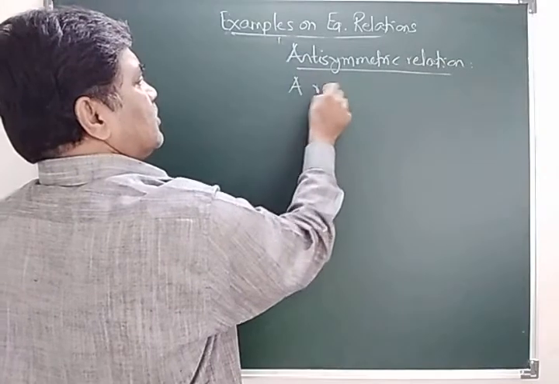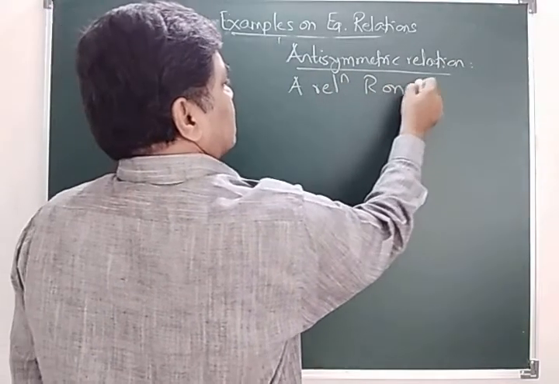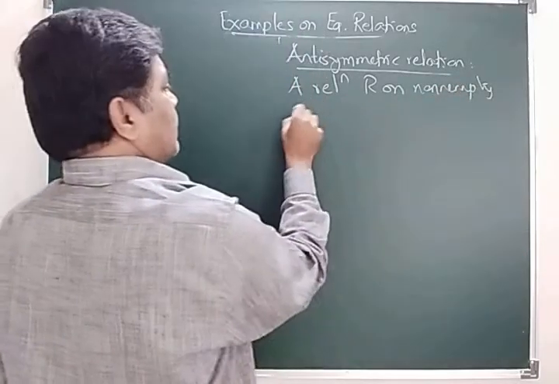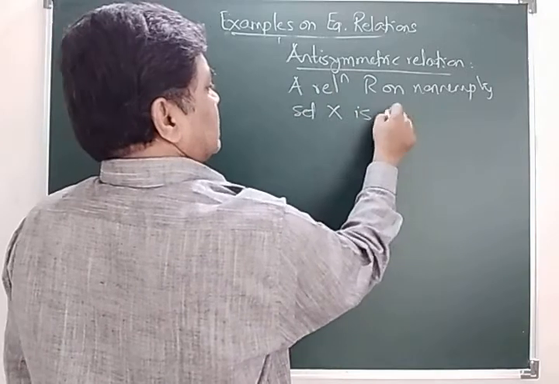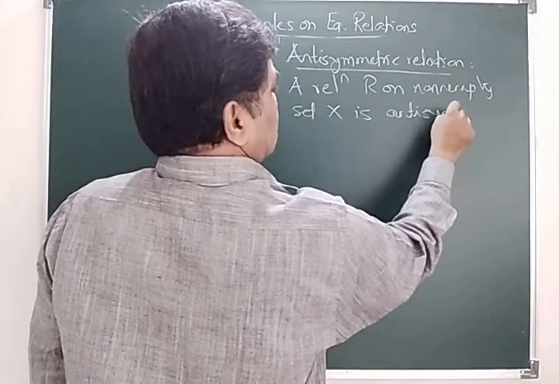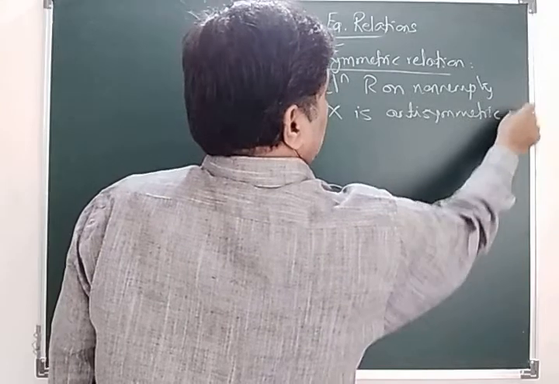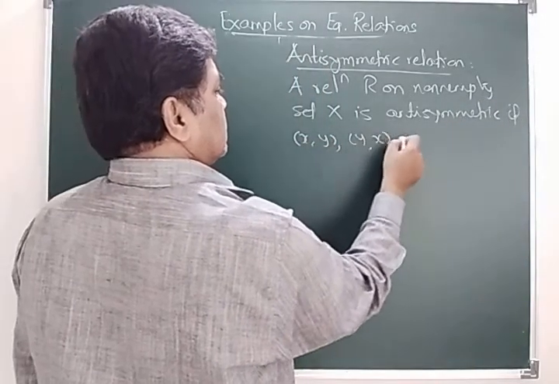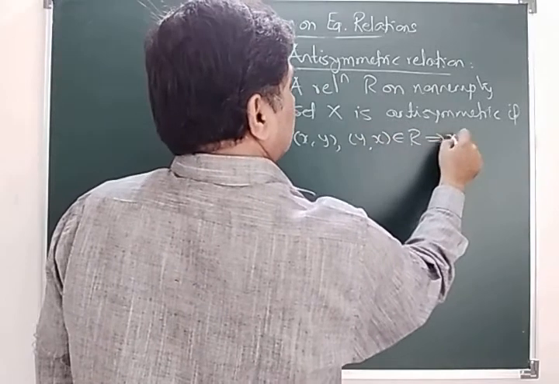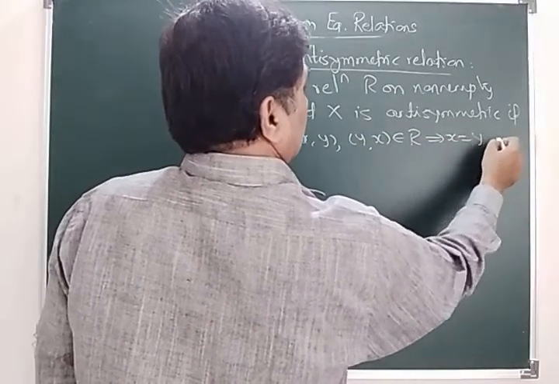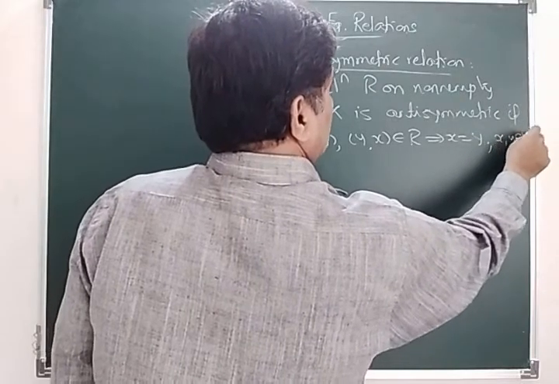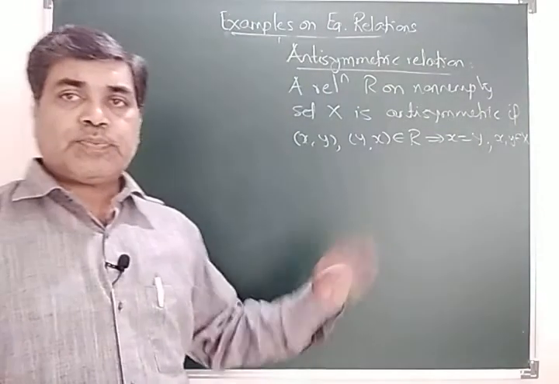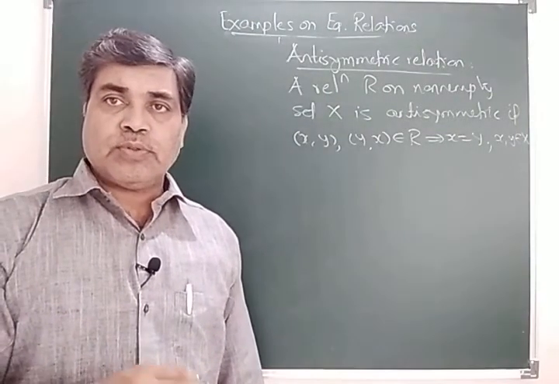A relation R on a non-empty set X is antisymmetric if (x, y) and (y, x) belong to R implies x must be equal to y, for any x, y belonging to X. For any two pairs, if (x, y) and the reverse pair (y, x) are there, then x must be equal to y.